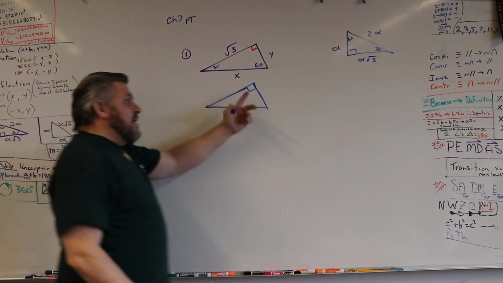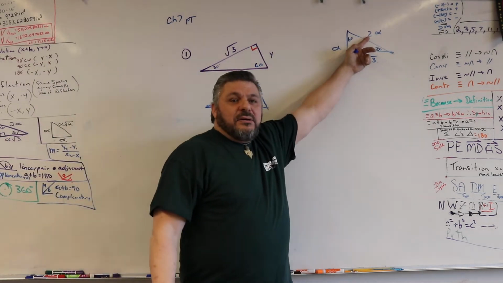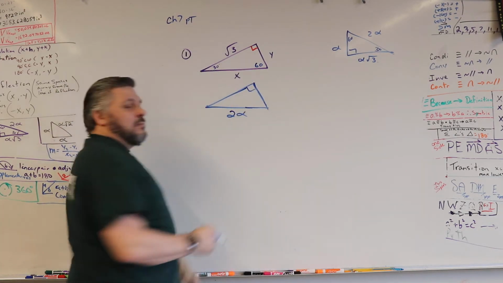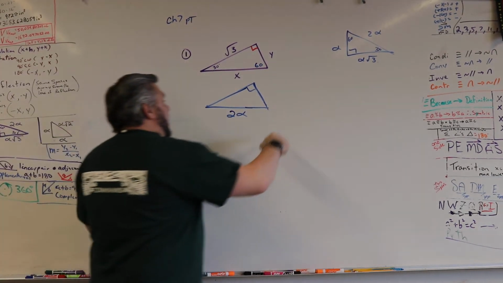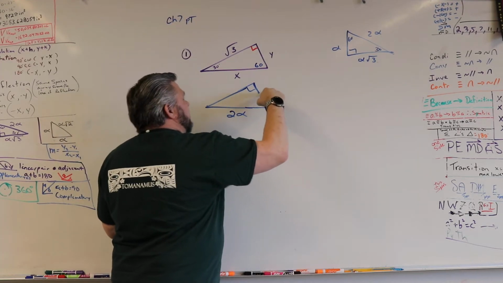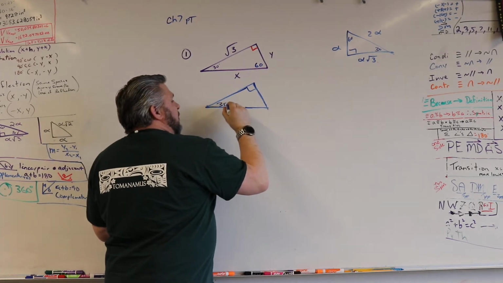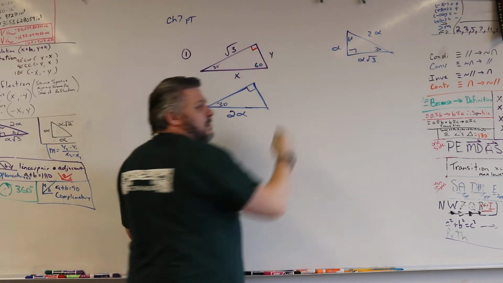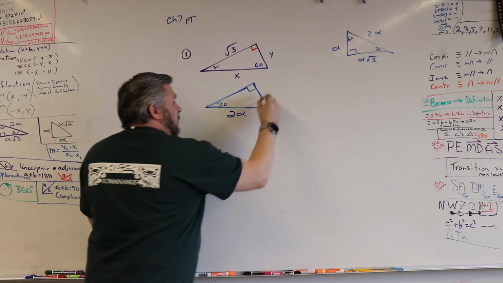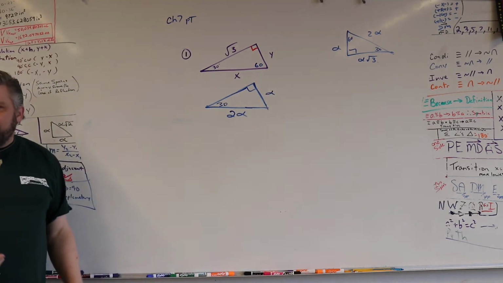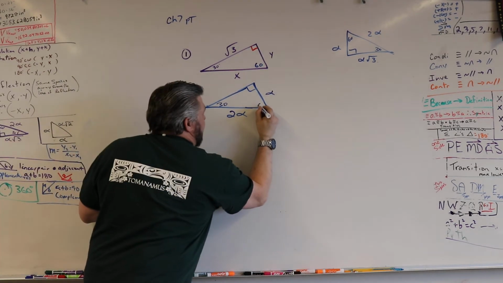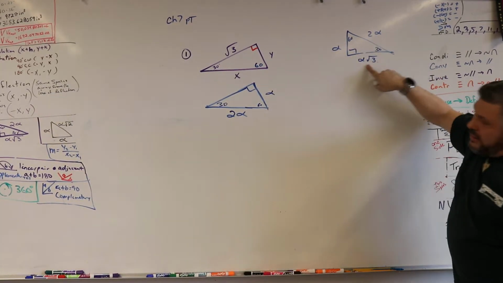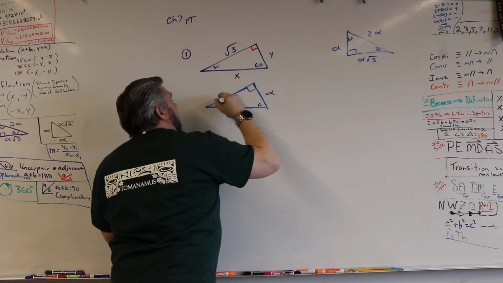So if I have my right angle, what's across from the right angle? 2 alpha. If I have my short side, what's on the short side? That means this is 30, right? So what's across from 30? Alpha. Good job. Right? So what's across from 60? Alpha square root 3.